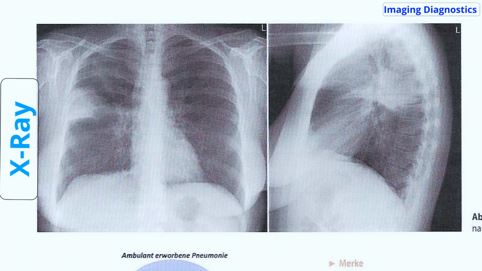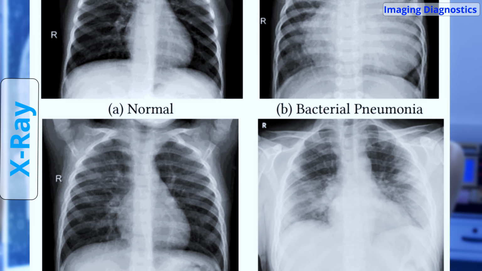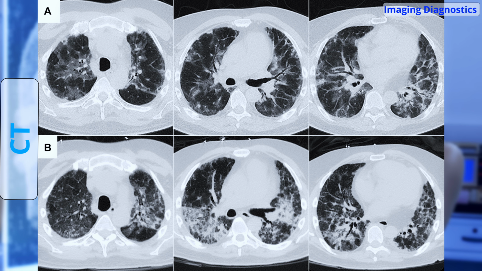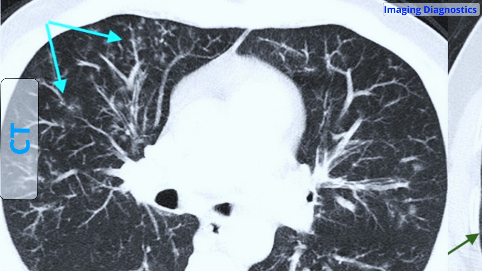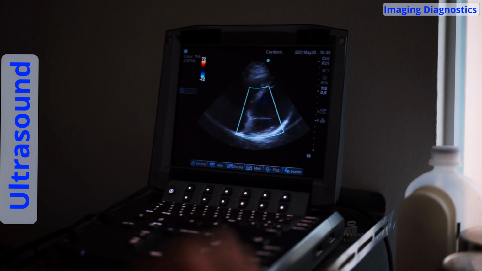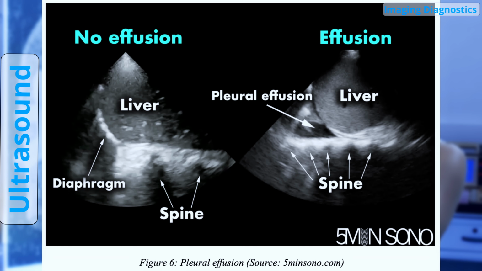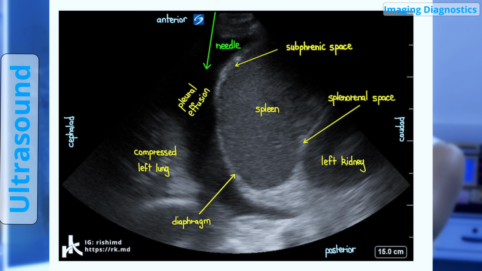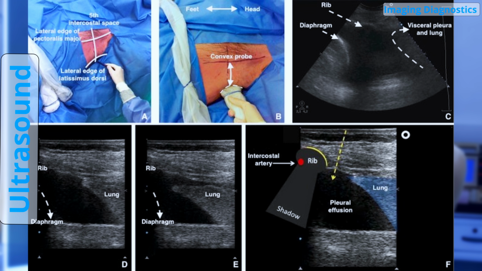Chest X-rays show infiltrates, often left basal in CAP. For complex cases, CT helps identify complications like abscesses or the tree-in-bud pattern. Ultrasound detects pleural effusion, ideal for planning a puncture. These methods confirm the diagnosis and track progress.